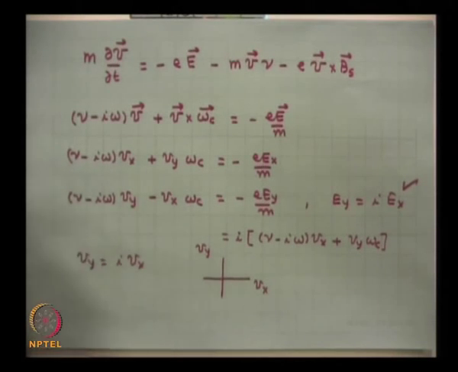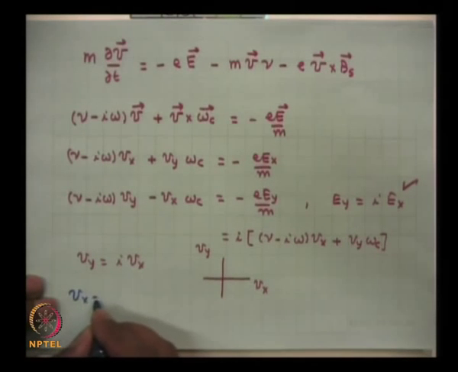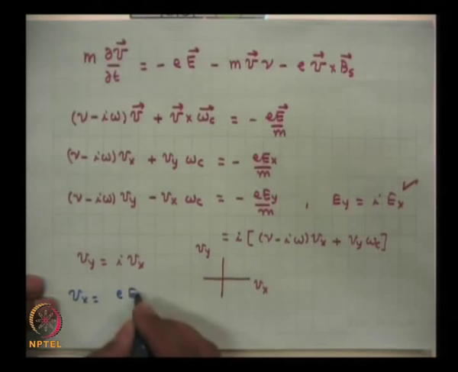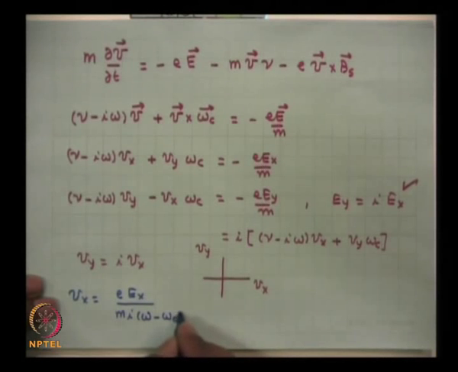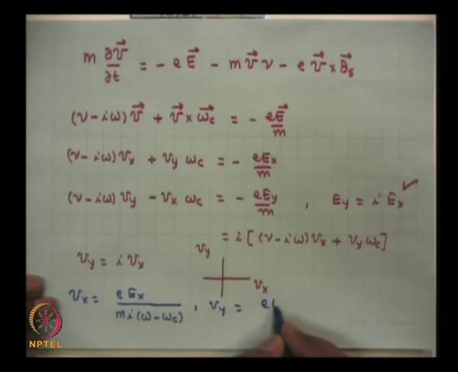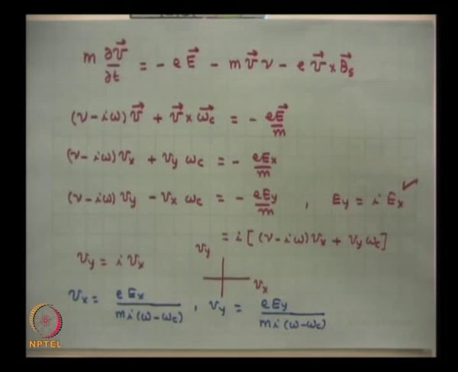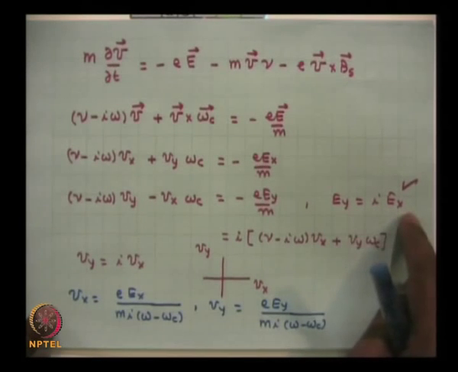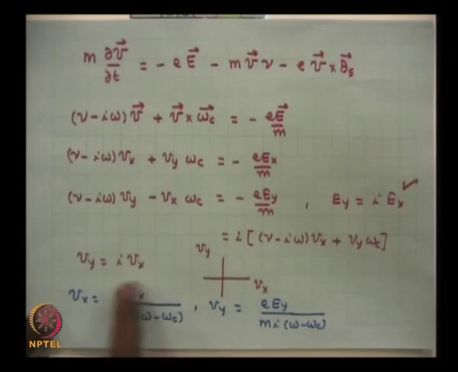So, what you get is v x is equal to e E x upon m I omega minus omega c. Similarly, for v y, e E y upon m I omega minus omega c. This is a very simple way of writing things. V x is expressible in terms of E x, because though there was an E y, E y being equal to I times E x, I could write down both the terms in terms of E x alone.